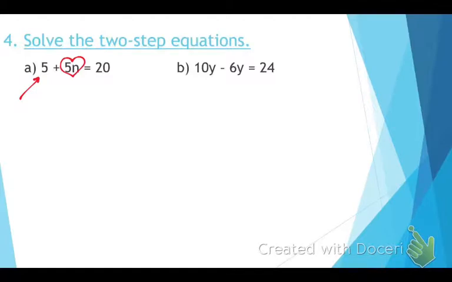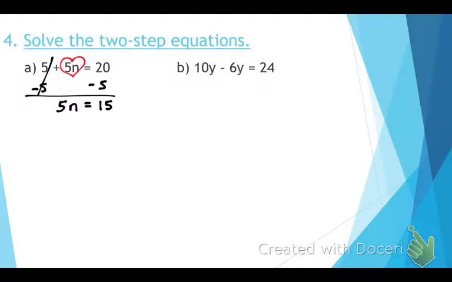What's the opposite of add by 5, class? Okay, what you do to one side, you have to be fair and do to the other side. Lexi, tell me what to do. Well, you're going to subtract 5 from 20 and get 15. And then the other one cancels out, and so you'll rewrite it: 5n equals 15. Excellent.